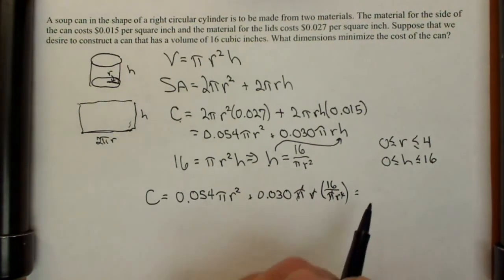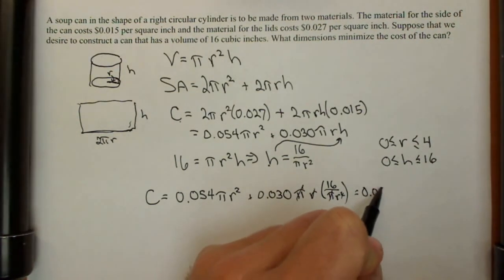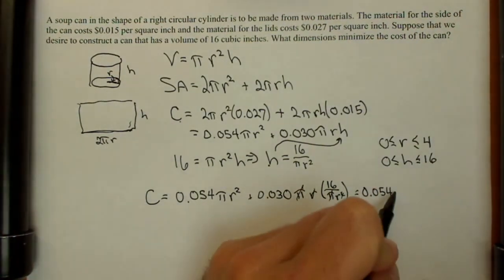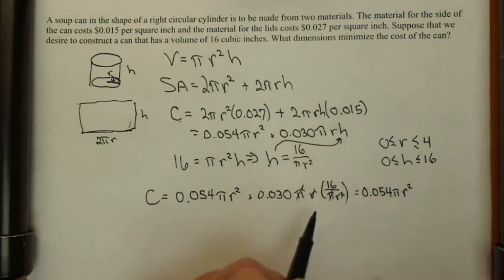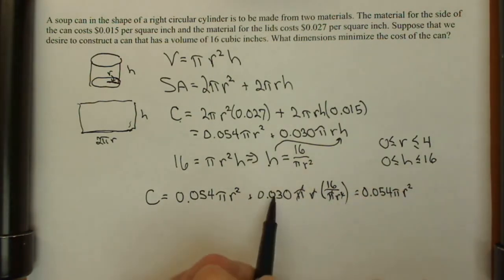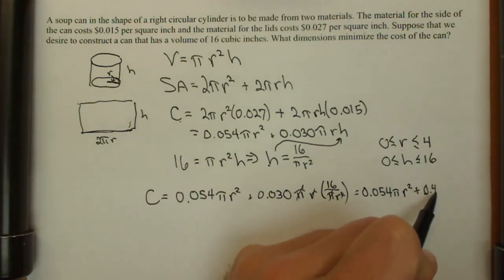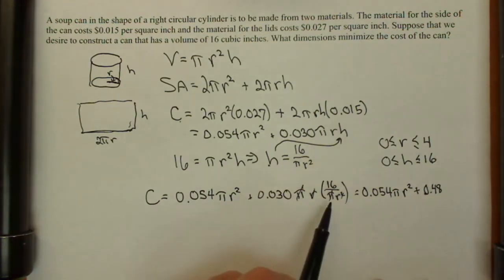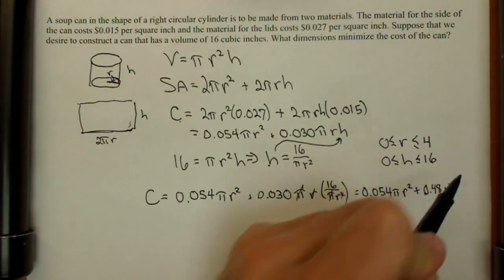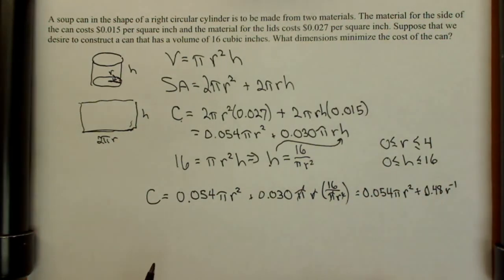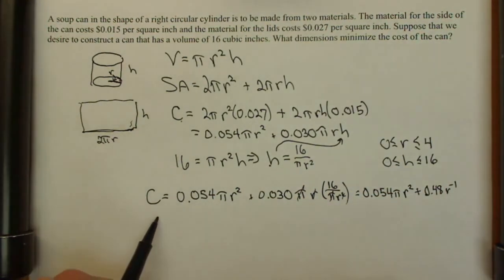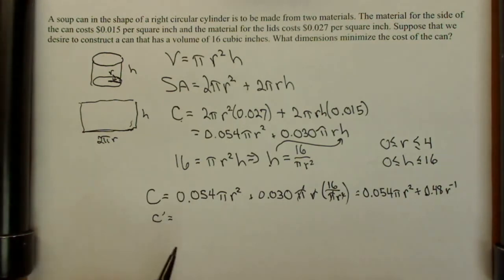So rewriting this simplified as 0.054 pi r squared. And here I'm going to multiply the 16 and the 0.03 together. So plus 0.48. And now this is going to be over r, but I'm going to write it as r to the minus 1 because I'm about to take the derivative to find my critical points. So let's find c prime.